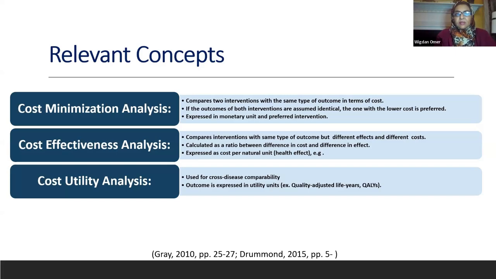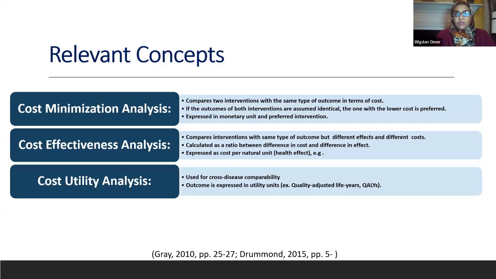Another evaluation technique is cost effectiveness analysis, and this compares interventions of the same type of outcome, but different effects or different values and different costs. They're calculated as a ratio between difference in cost and difference in effect, basically the ICER, the incremental cost effectiveness ratio. And it's expressed as cost per natural unit. This natural unit can be any health effect.